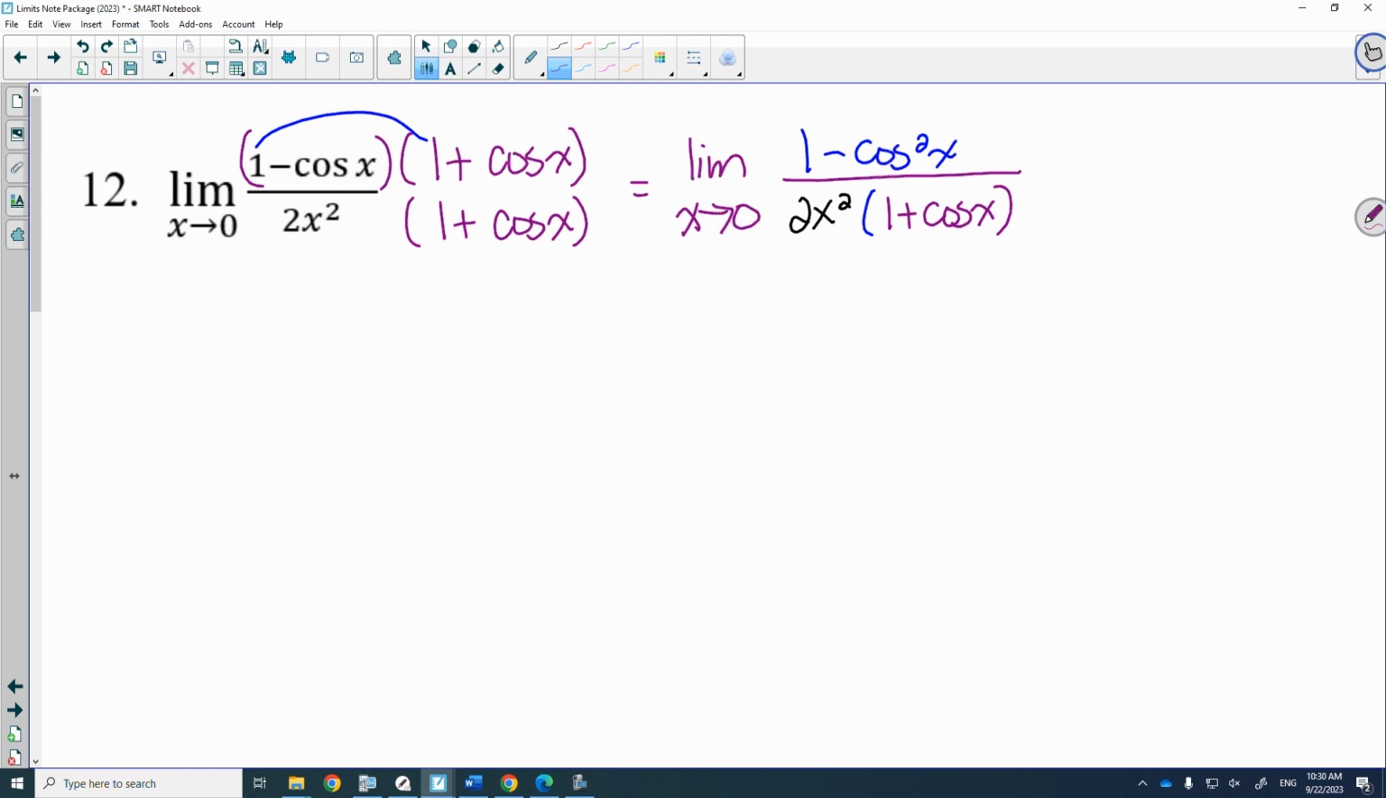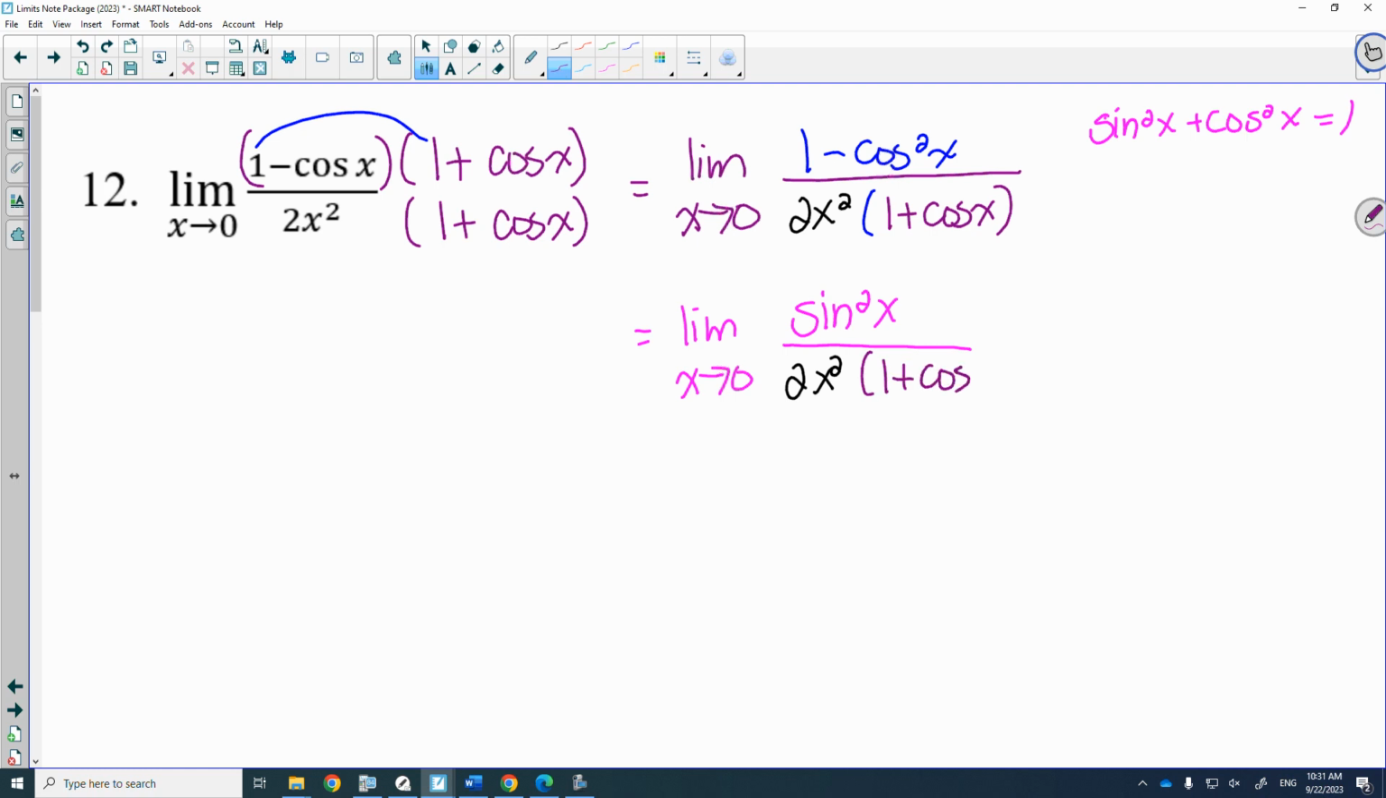Okay, so let's look at that numerator. Hopefully you're going to see the Pythagorean identity. It's 1 minus cos squared of x. So the identity for this would be sine squared of x. My denominator, I had a 2x squared, and then I had 1 plus cos of x. Okay, so if you could pull out constants, pull out constants. So that's going to be pulled out.